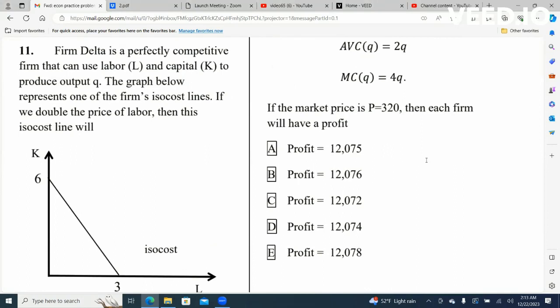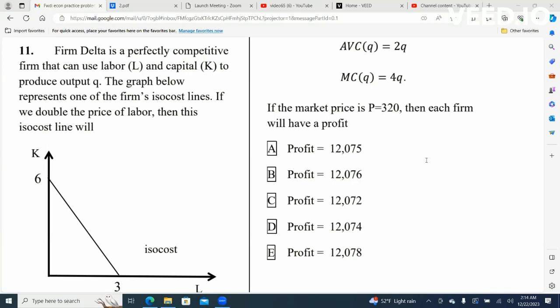Okay, so firm delta is a perfectly competitive firm that can use labor L and capital K to produce output Q. The graph below represents one of the firm's ISO cost lines. If we double the price of labor, if we double that 3 down there, then this ISO cost line will... we didn't mean to say that L is 3. That's going to be our line there. And of course, the 6 and the 3 give us the slope.